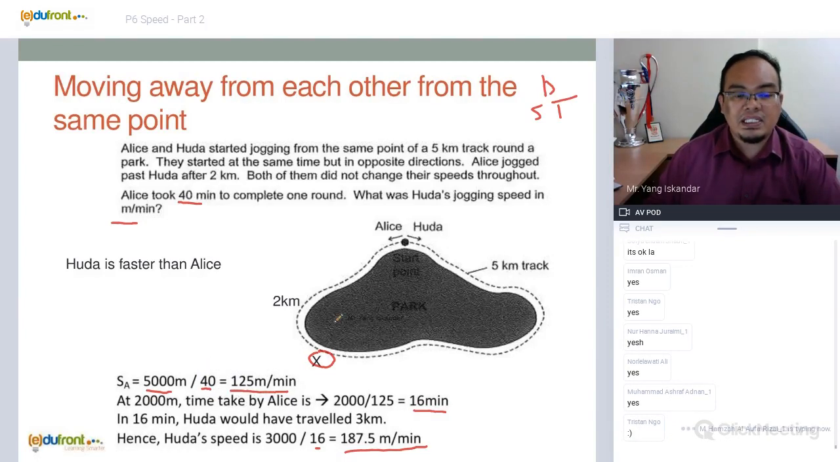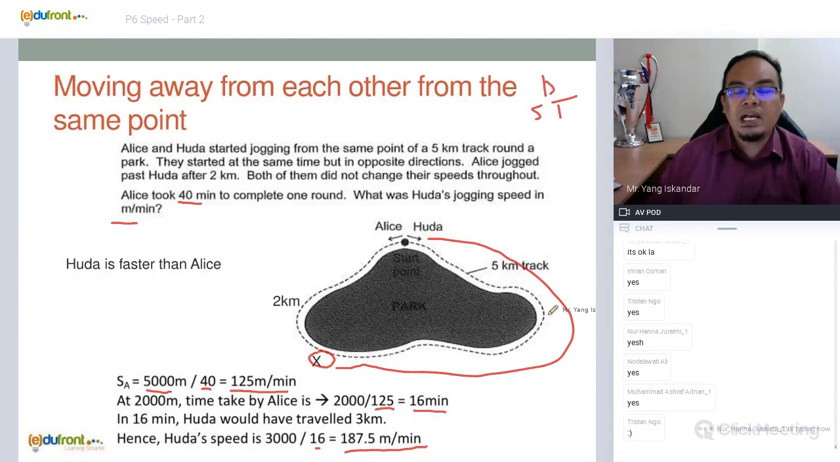So at 2,000 meters, Alice would have traveled 2,000 meters, but Huda, who traveled in the opposite direction, would have jogged 3,000 meters. Correct or not? How do you get 3,000? 5,000 minus 2,000. So Huda took 3,000 meters before she met Alice. So let's calculate the time taken by Alice. Since Alice traveled 2,000 meters and her speed is 125 meters per minute, 2,000 divided by 125, you get 16 minutes. So on the 16th minute is where Alice met Huda at this point.